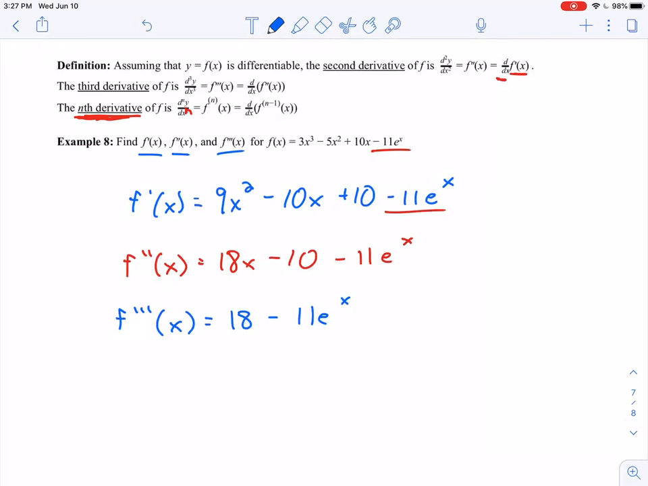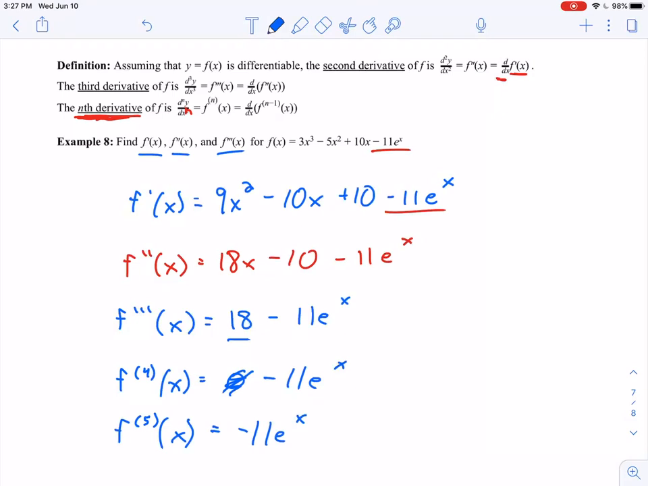And just for funsies, let's look at the fourth derivative. Derivative of 18, that's a constant, so that's going to be 0, minus the derivative of negative 11e to the x. Hopefully we're sensing a pattern here. We'll have negative 11e to the x. What about the fifth derivative? Well, this is just 0. We don't really even care about that. Derivative of negative 11e to the x is just negative 11e to the x. We could just continue this all day. So if I wanted to say the 100th derivative of this function, it would still just be negative 11e to the x.